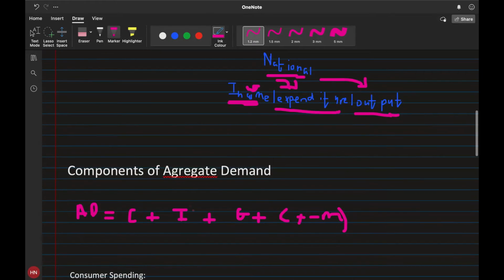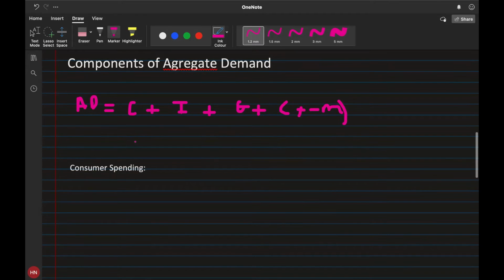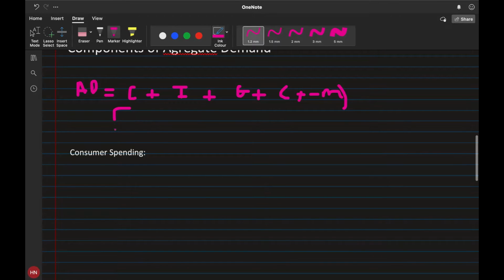Now let's have a look at the components of aggregate demand. So the components are C, I, G plus X minus M. So C plus I plus G plus X minus M, right? So C over here is consumer spending. So this is the value spent by households to buy goods and services that they need or want. This includes spending on food, housing, education, haircuts, etc. So basically, any single thing that consumers would want to buy, that is included in this.